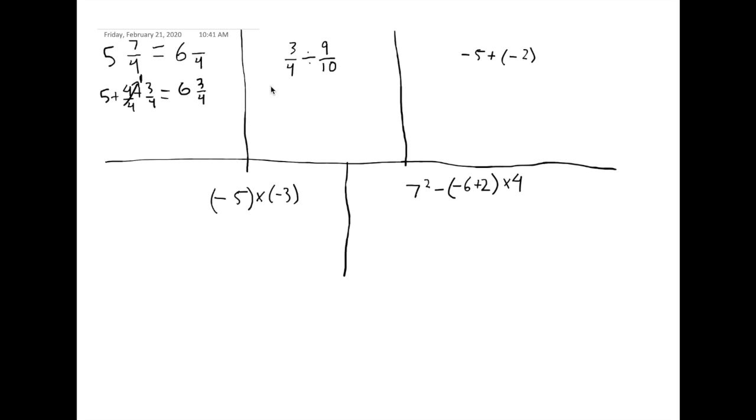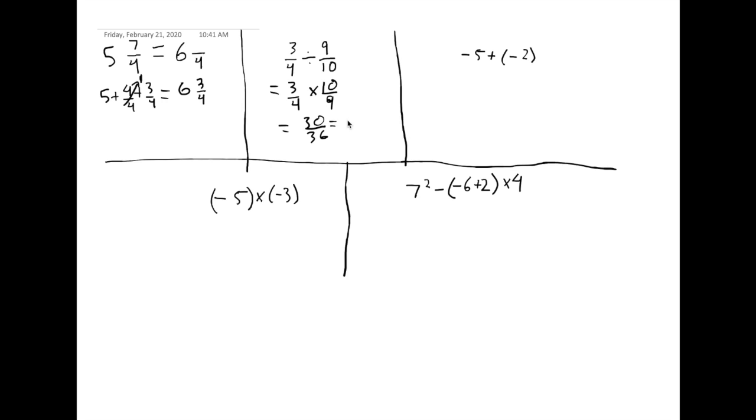So what happens is it's 3 over 4. The first number stays the same. The next number becomes 10 over 9, and it becomes multiplication. So now, as we said, multiplication is just the top number is multiplied and the bottom number is multiplied. So we have 3 times 10, which is 30. And we have 4 times 9, which is 36.